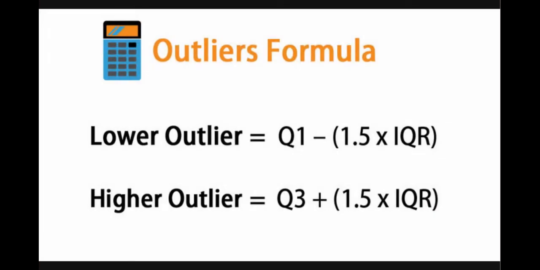So this is basically an overview of the outlier formula, and as we can see, the lower outliers can be calculated by taking quartile 1 and subtracting 1.5 times the IQR. And the higher outliers can be found by taking quartile 3 and adding 1.5 times the IQR.